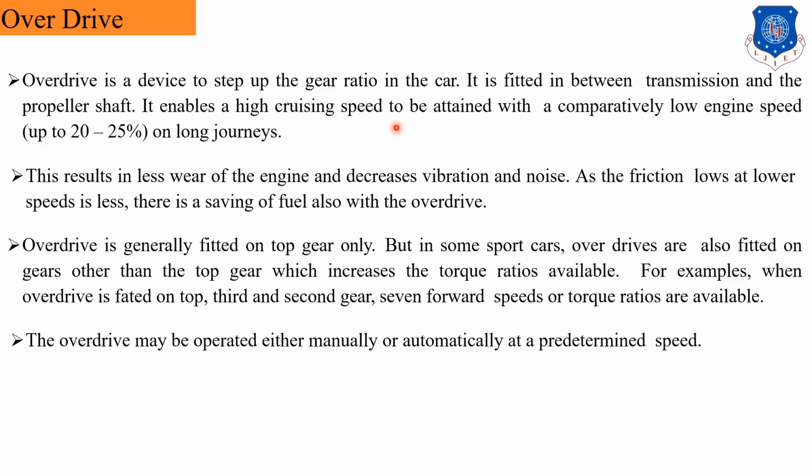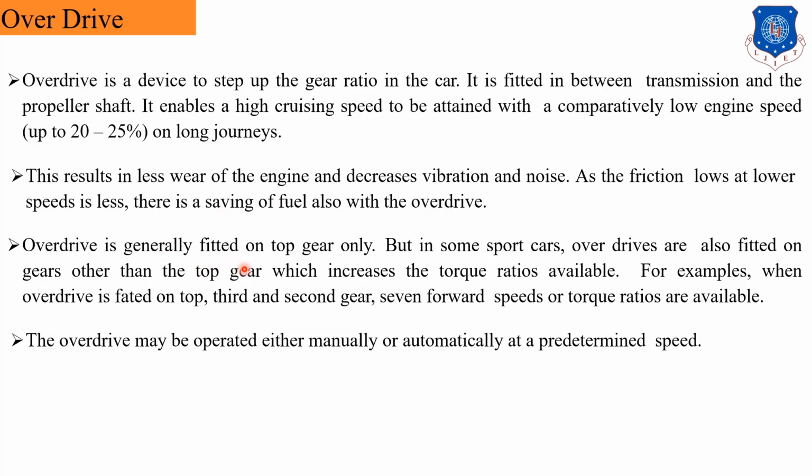That means cruising speed. The cruising speed is to be attained with a comparatively low engine speed, up to 20 to 25% on a long journey. This results in less wear in the engine and decreases vibration and noise. As the friction loss at lower speed is less, there is a saving of fuel also with the overdrive. That means the fuel is also saved in the overdrive system.